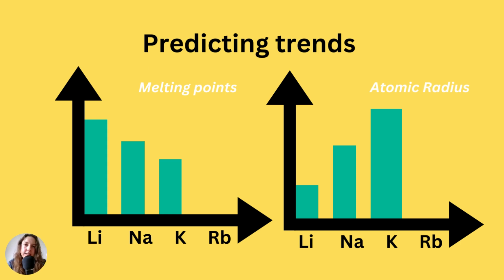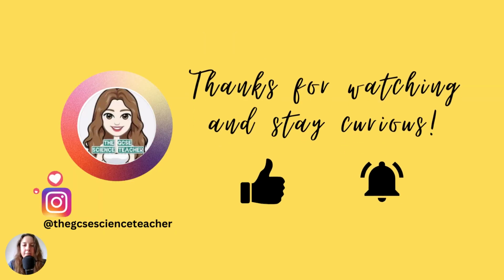You could be asked in the exam to use data to predict a trend for another type of metal. Perhaps somebody has discovered a metal and they want you to predict where in the group it would fit based on the data that they find. These are quite common ways of asking you to apply your knowledge, and it's worth just being aware of the different trends and how that could be asked in the exam.